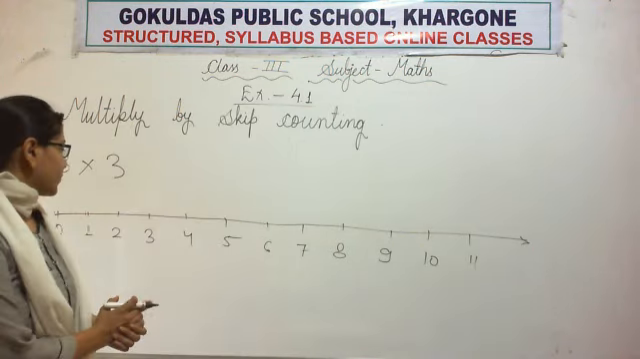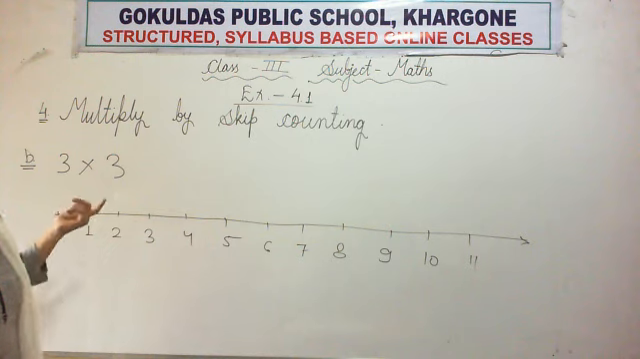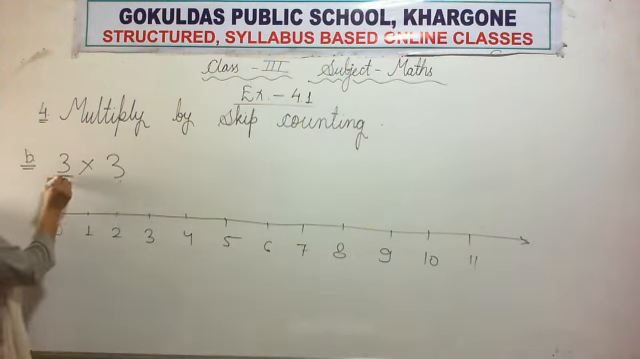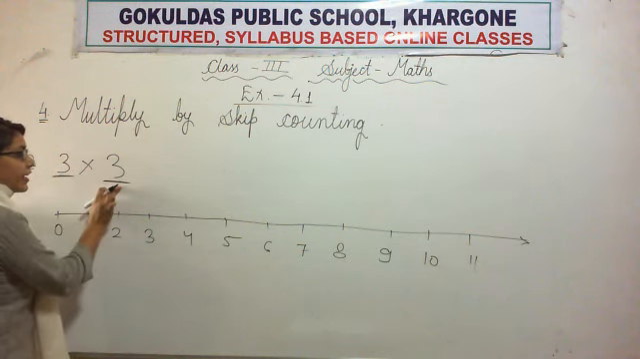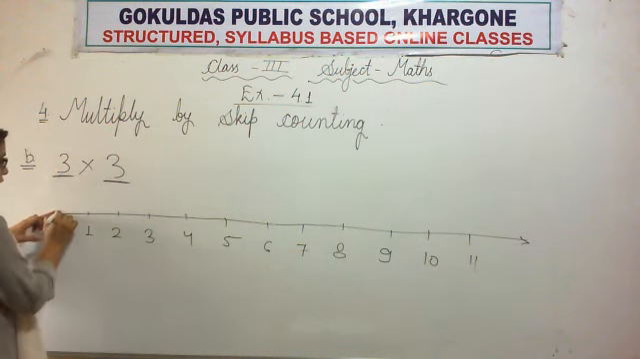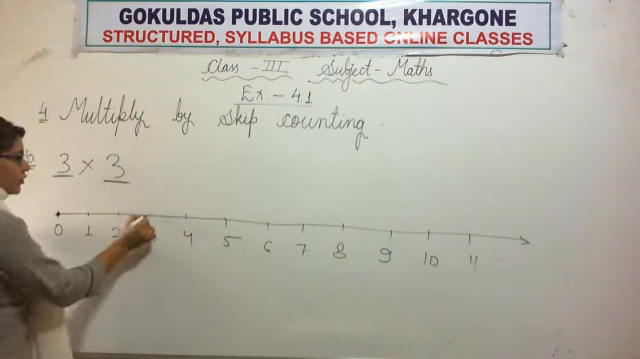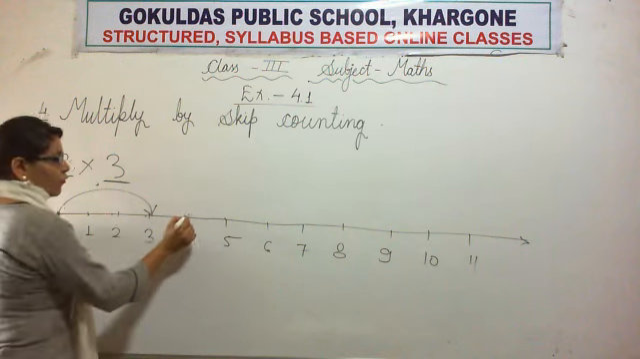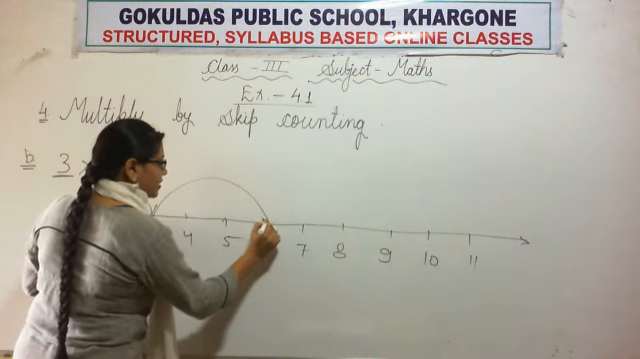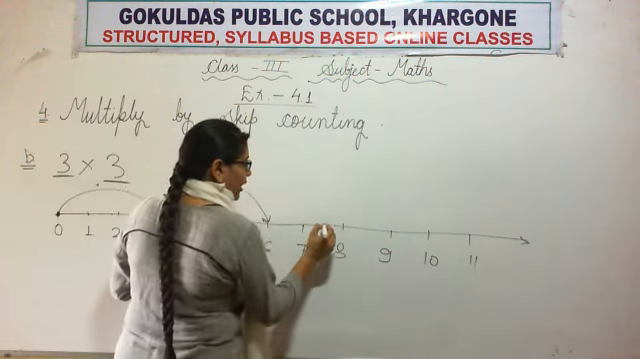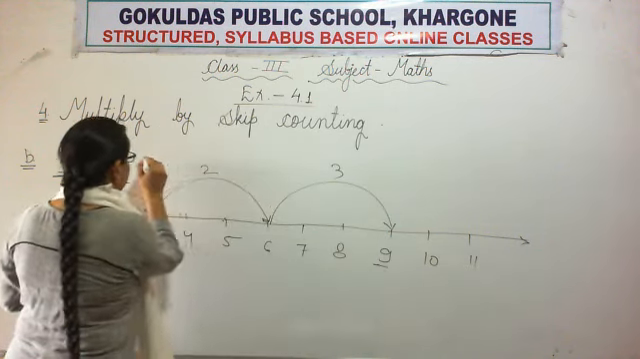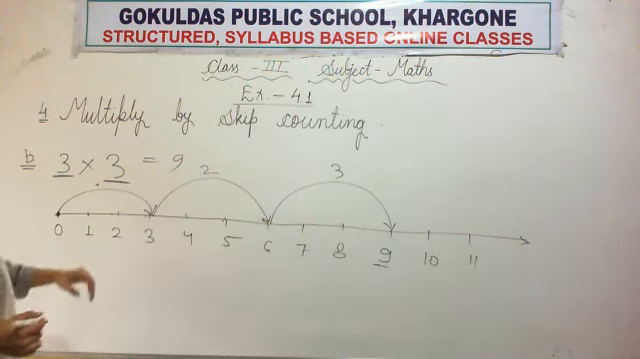Okay. So, as we always start from 0, 3 times 3. So, we will skip 3 times 3. We will skip 3, three times. So, as we always start from 0, 1, 2, 3. We reached here. One time we skipped. 1, 2, 3. The second time we skipped. And 1, 2, 3. The third time we skipped. And we reached at 9. It means 9 is our answer. 3 into 3 is equal to 9.